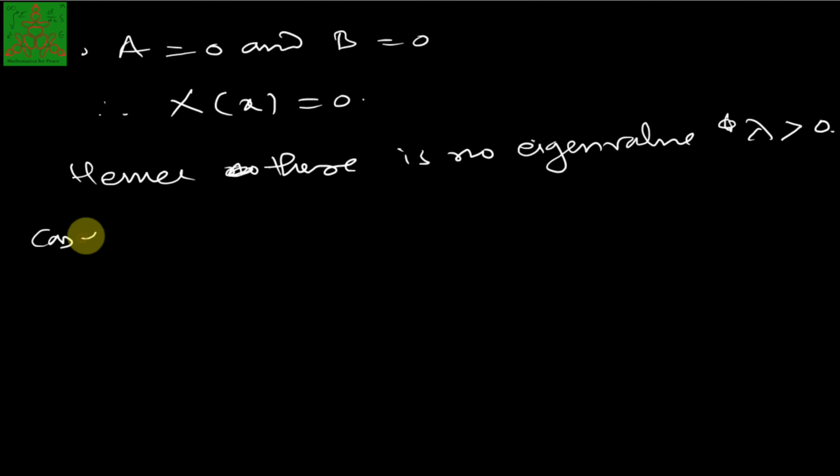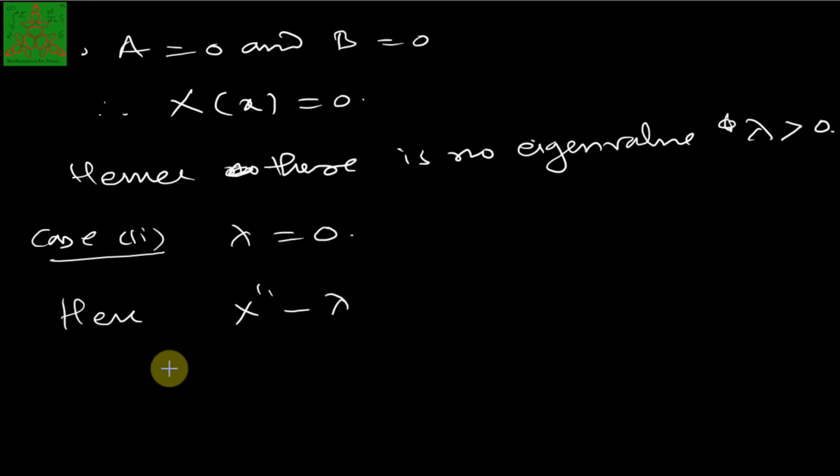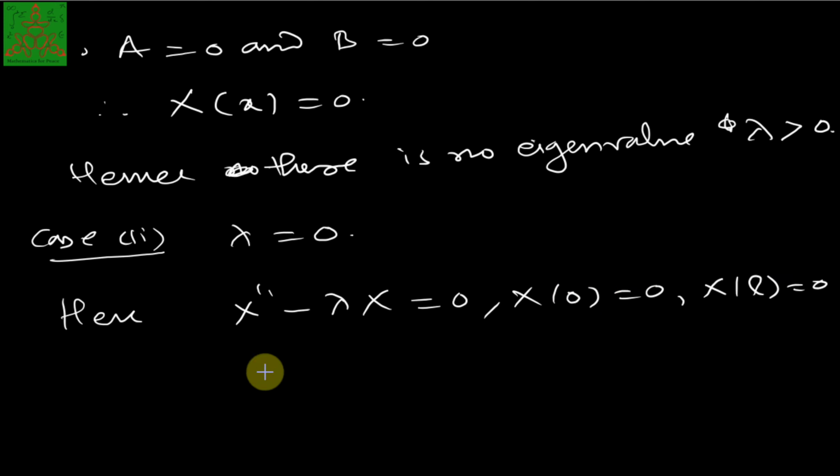Case number 2: we will consider lambda equal to 0. Here x double dash minus lambda x is equal to 0. This is the ordinary differential equation with these two conditions we have, and the objective is to solve this one. But lambda is 0, so that's why this gives me x double dash is equal to 0.